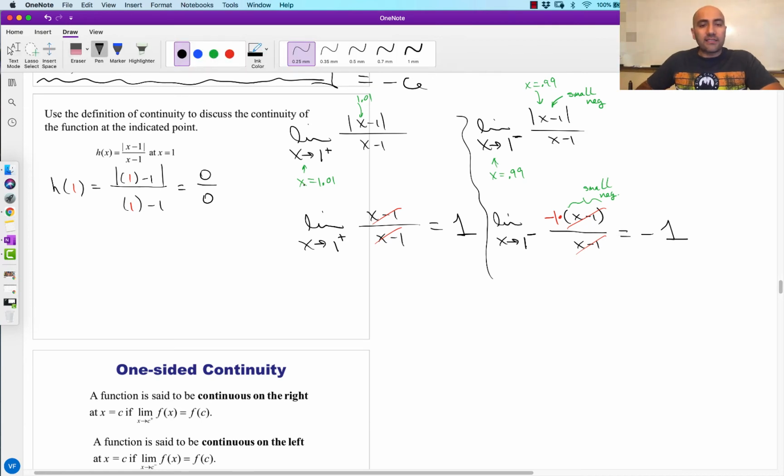So the right side limit of my function exists, it equals 1. The left side limit of my function exists, it equals negative 1. Therefore, the limit does not exist at that point. So for all those reasons, we can conclude that this function is definitely discontinuous at x equals 1. The function is not defined at x equals 1, and also the limit does not exist at x equals 1. Let's graph this one.